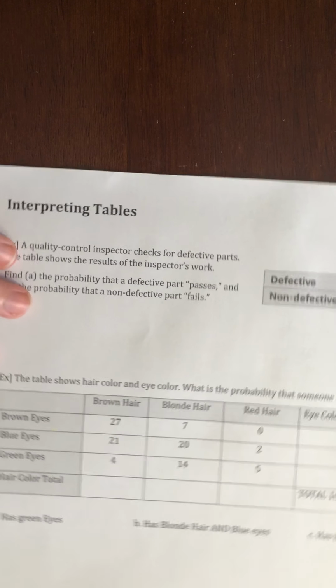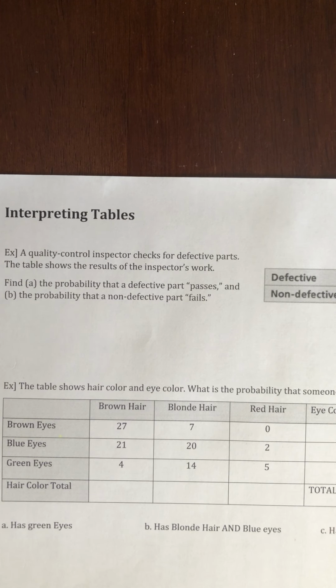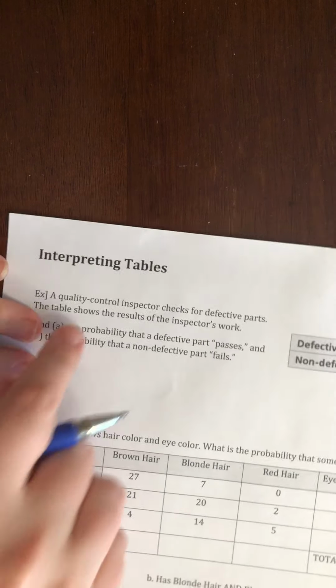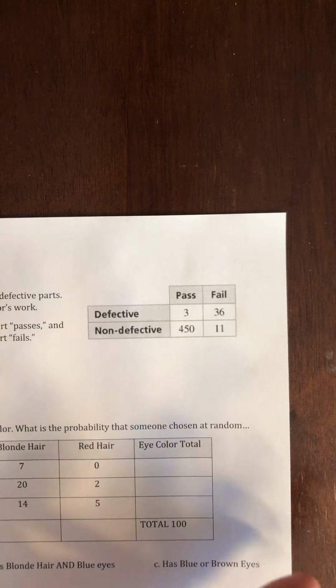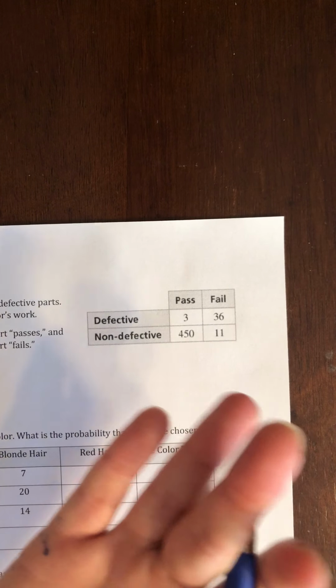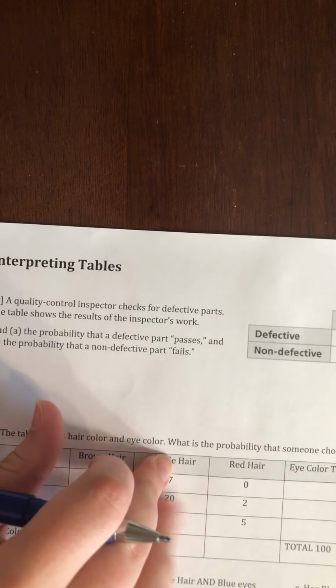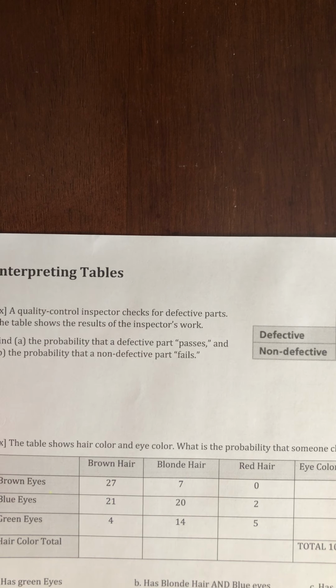So welcome to 12.2 part 2. We're talking about interpreting tables, which are really useful in probability and statistics. A lot of tables are given like this, and it's a way to take raw data and use it to your advantage, especially in different experiments.